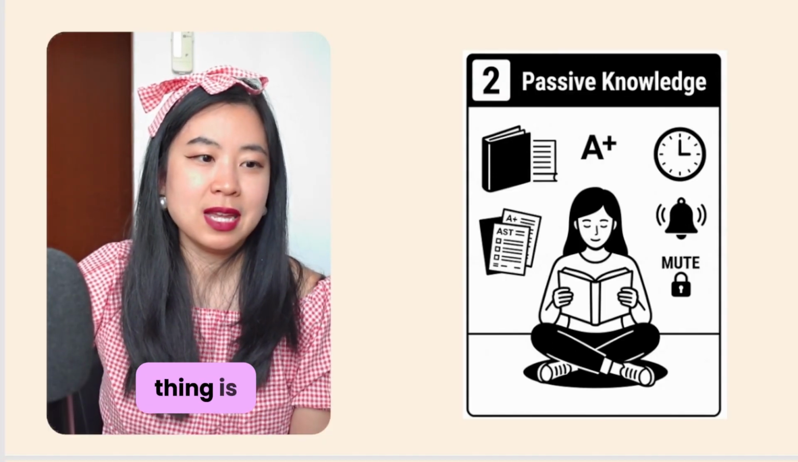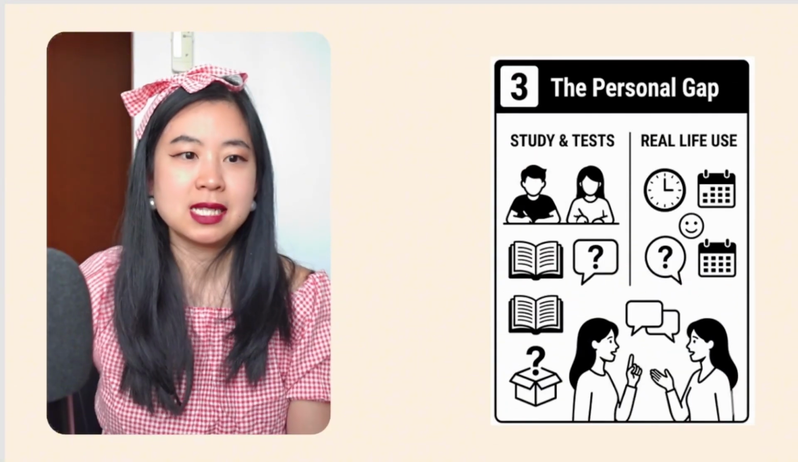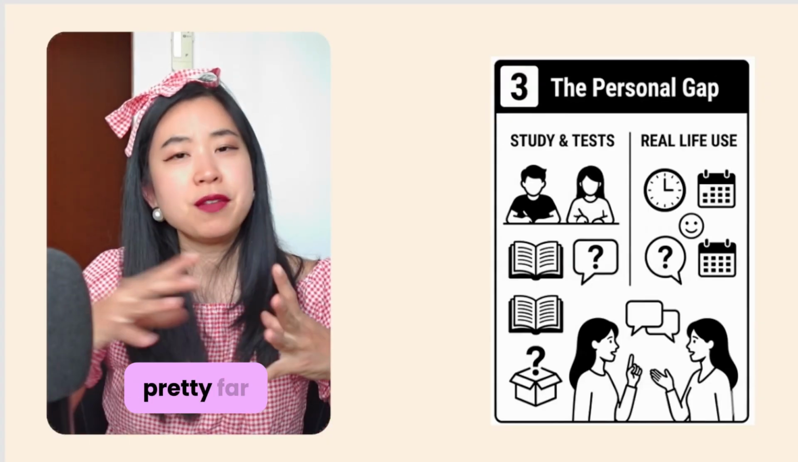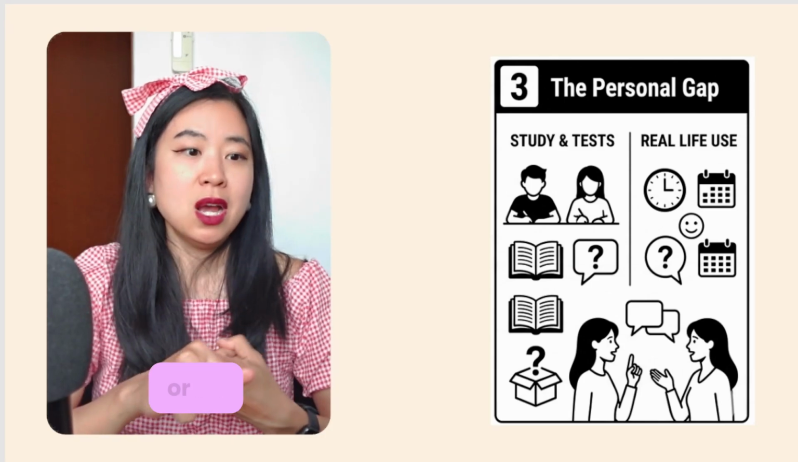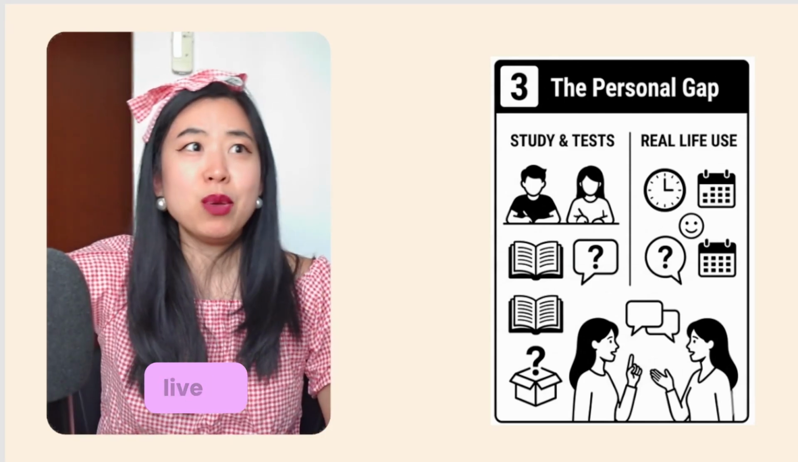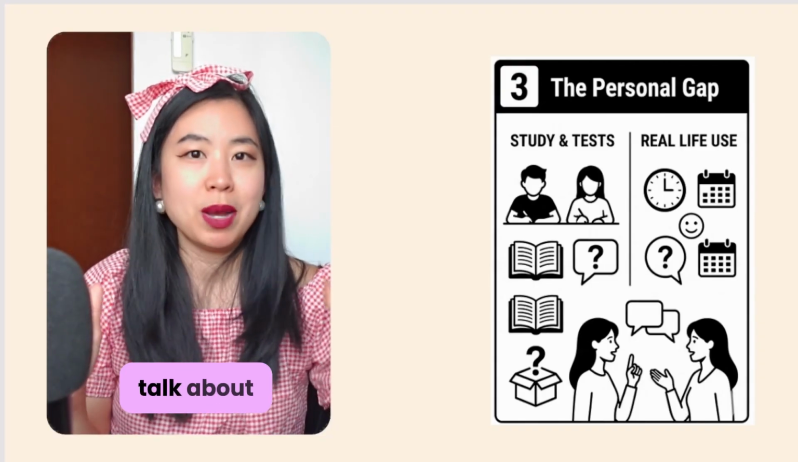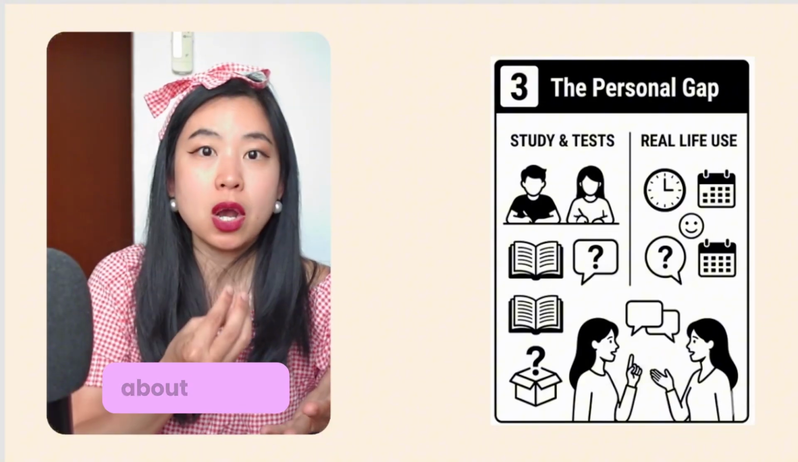And the third thing is the personal gap. You know, the school tests always talk about something pretty far away from our real life. For example, the weather in London or Mary who lives in New York. We never talk about our life. But in real life, we need to talk about ourselves.